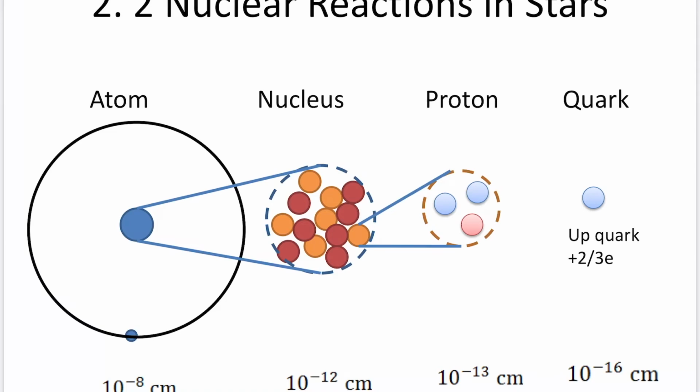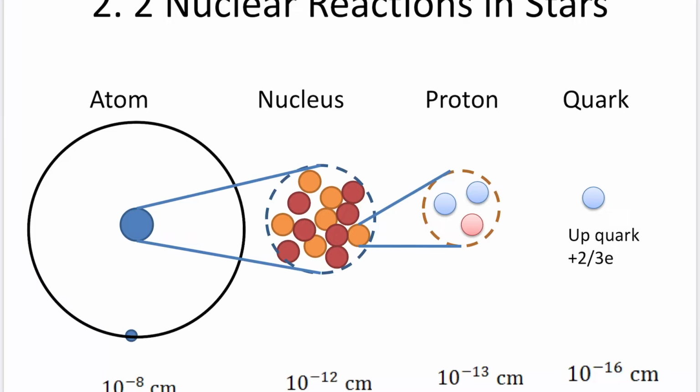Hello everyone. In this session, we are going to study the nuclear reactions in stars. But first of all, let's review the atom. An atom is composed of two components, the electron and the nucleus. The electron is located around the nucleus.